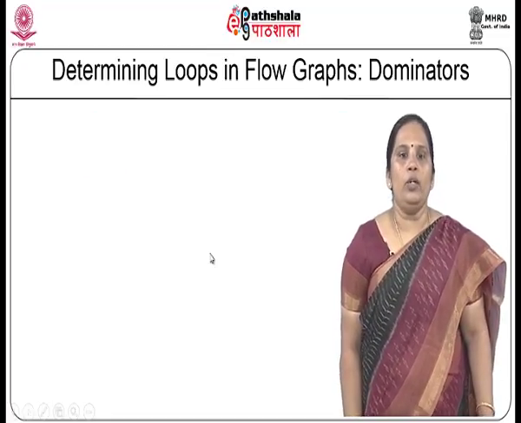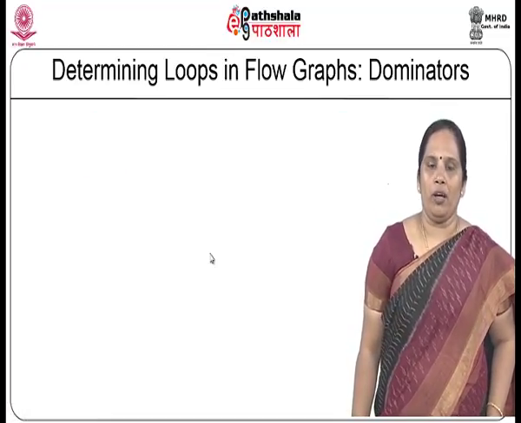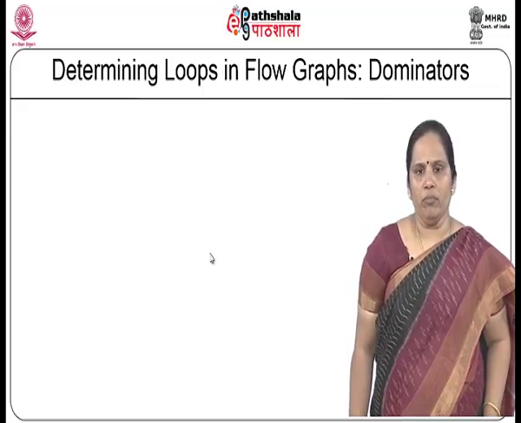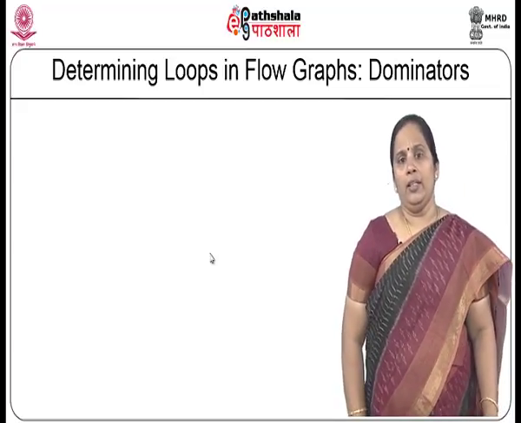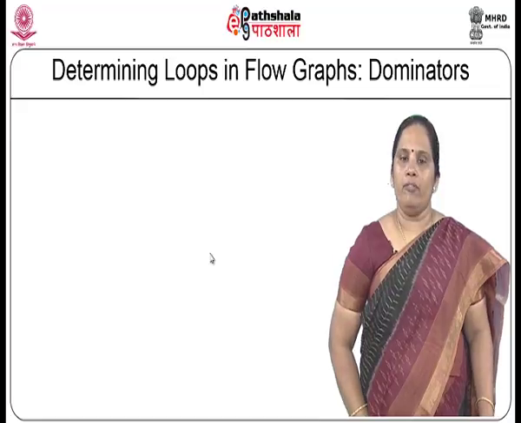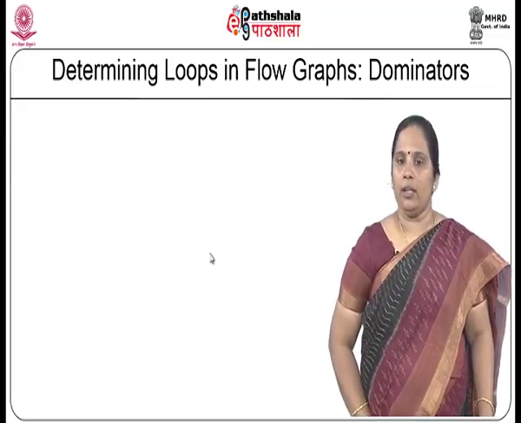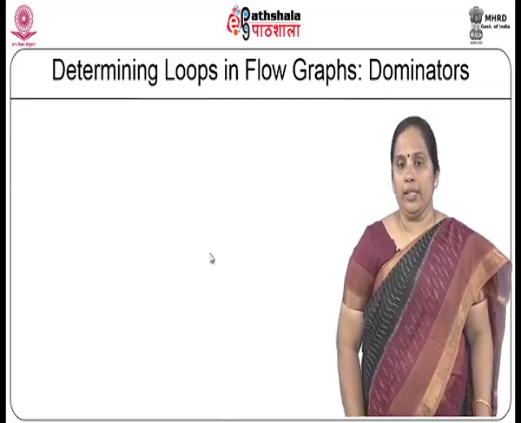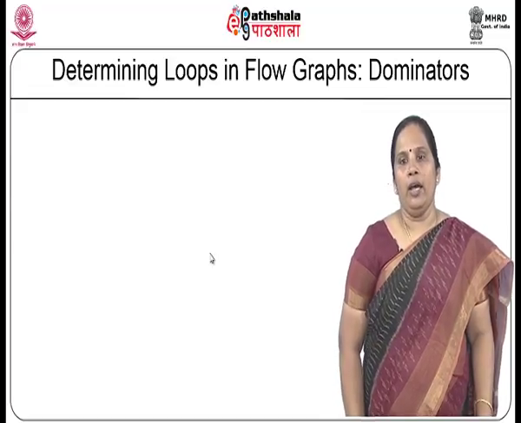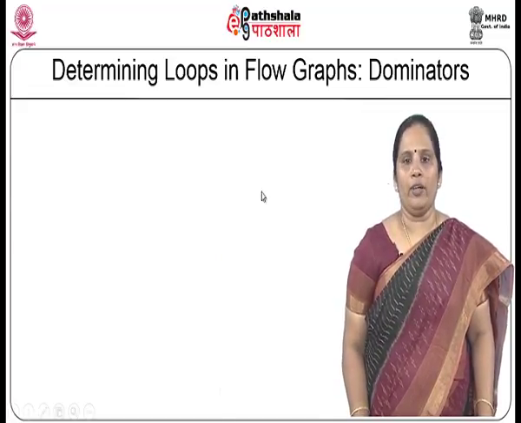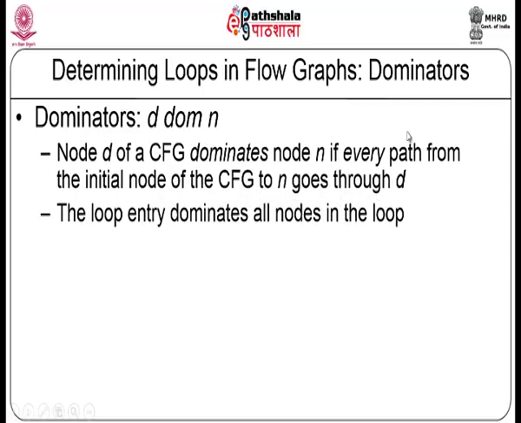Now to determine the loops in flow graphs, you have a concept called dominators. Now why should we do all these things? These are part of the flow analysis, data flow analysis and control flow analysis, which are the next optimization that is possible for any particular piece of code. So we have to construct what is called dominator information.